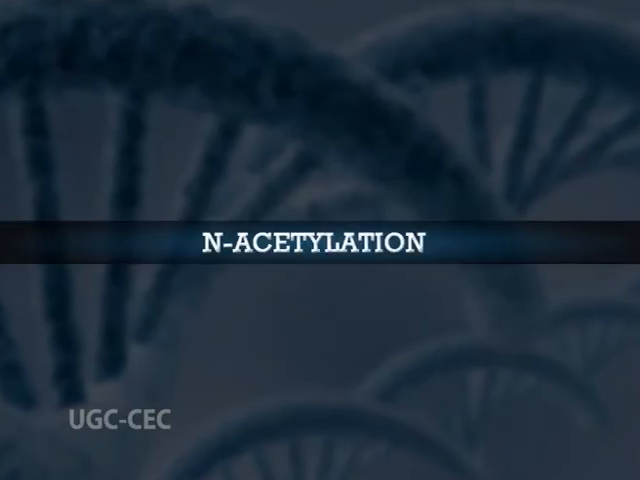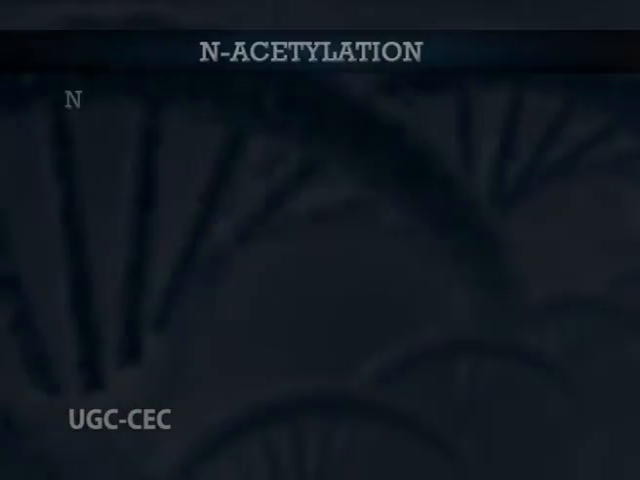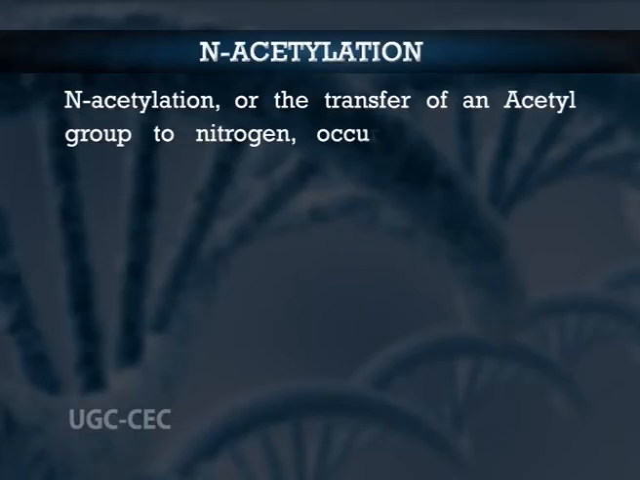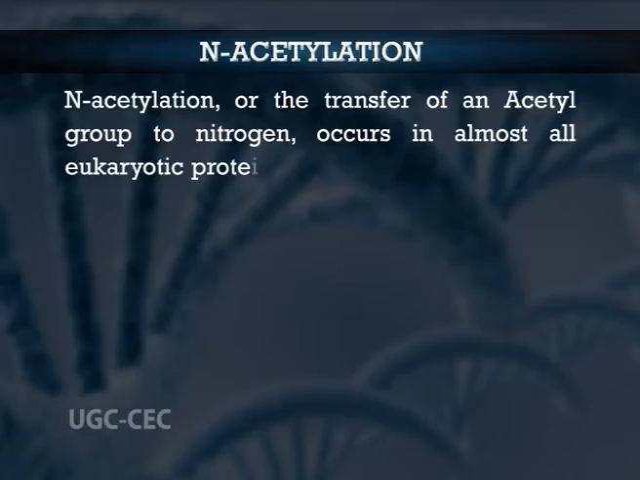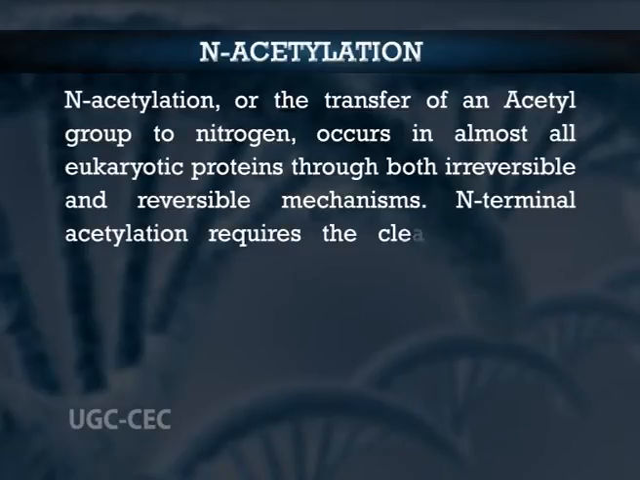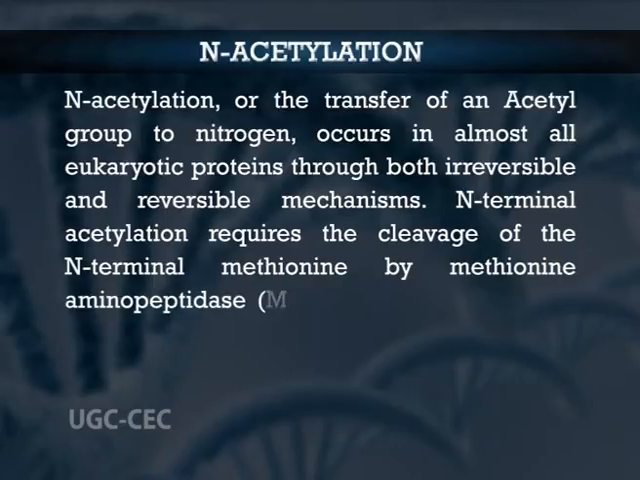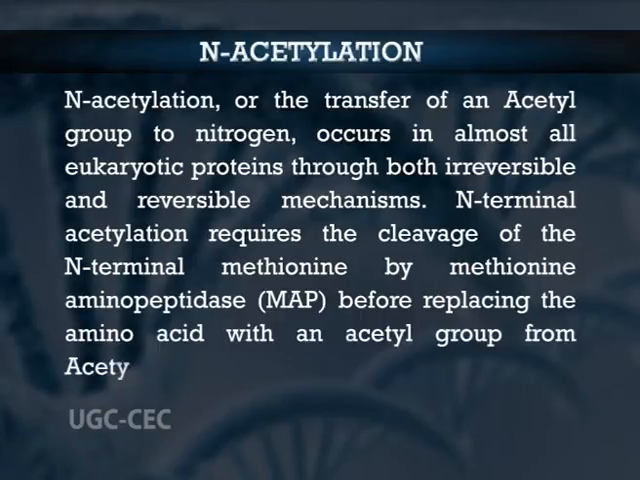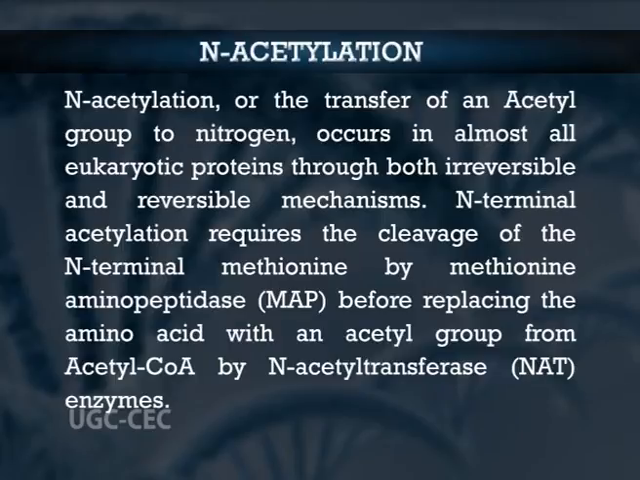N-acetylation. N-acetylation, or the transfer of an acetyl group to nitrogen, occurs in almost all eukaryotic proteins through both irreversible and reversible mechanisms. N-terminal acetylation requires the cleavage of N-terminal methionine by methionine aminopeptidase, also referred to as MAP, before replacing the amino acid with an acetyl group from acetyl coenzyme A by N-acetyl transferase, also referred to as NAT enzymes.